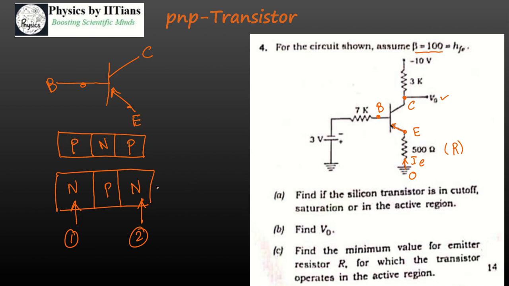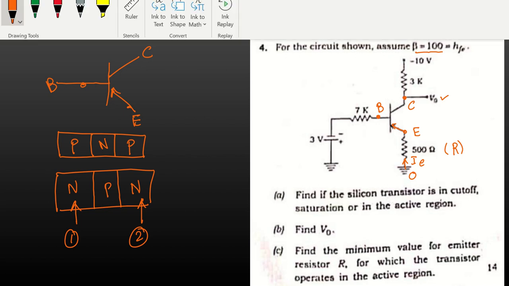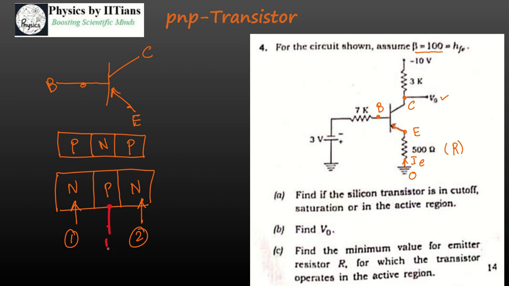In any of the cases, the sandwiched semiconductor, that is the middle semiconductor, actually forms the base. So this is our base. The left and right actually form the emitter and collector junctions respectively. So this is the emitter base junction and this is the collector base junction. And we have to see whether these junctions are forward biased or reverse biased. Now, what is the meaning of forward bias and reverse bias?